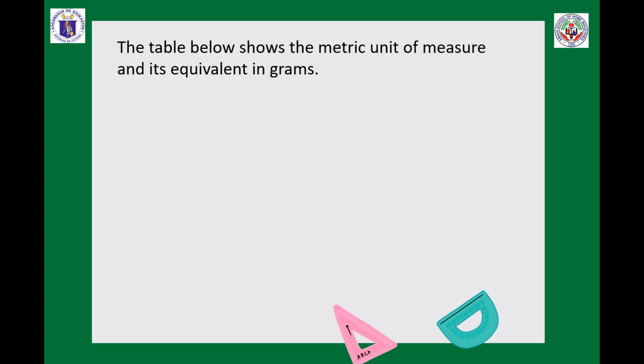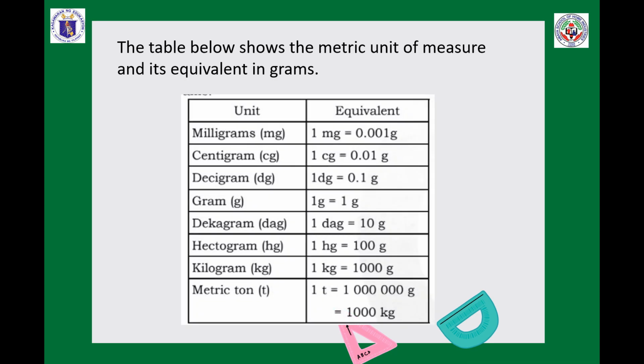The table below shows the metric units of measure and their equivalents in grams. So 1 milligram is equivalent to 0.001 gram. 1 centigram is equivalent to 0.01 gram. 1 decigram is equivalent to 0.1 gram. 1 gram is equivalent to 1 gram. 1 decagram is equivalent to 10 grams. 1 hectogram is equivalent to 100 grams. 1 kilogram is equivalent to 1,000 grams. 1 ton is equivalent to 1 million grams, or 1 ton is equivalent to 1,000 kilograms.